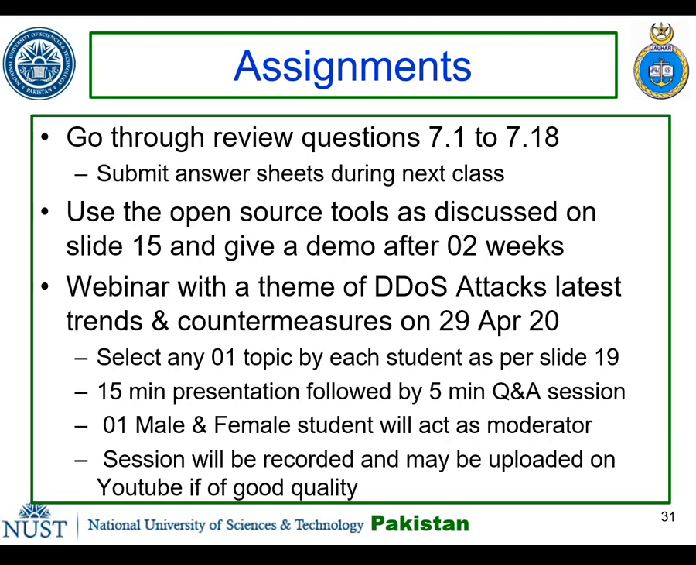The second part will be the demo part with respect to the denial of service attacks. The assignments which are related to this chapter and lecture are as flashed on this slide. Please go through the review questions from 7.1 to 7.18. Submit the answer sheets during the next class. The other assignment is the use of the open source tools as discussed on slide 15, and give a demo after 2 weeks.